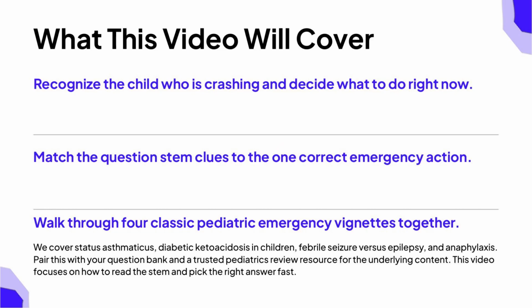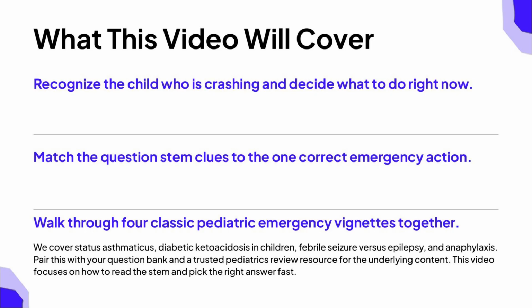Here is our game plan. First, we will learn to read a pediatric emergency stem the way a doctor at the bedside does, by recognizing the child who is decompensating and deciding what to do right now. Second, we will practice matching the specific clues in the stem to the single correct emergency action, because in these questions, doing the right thing first is everything.